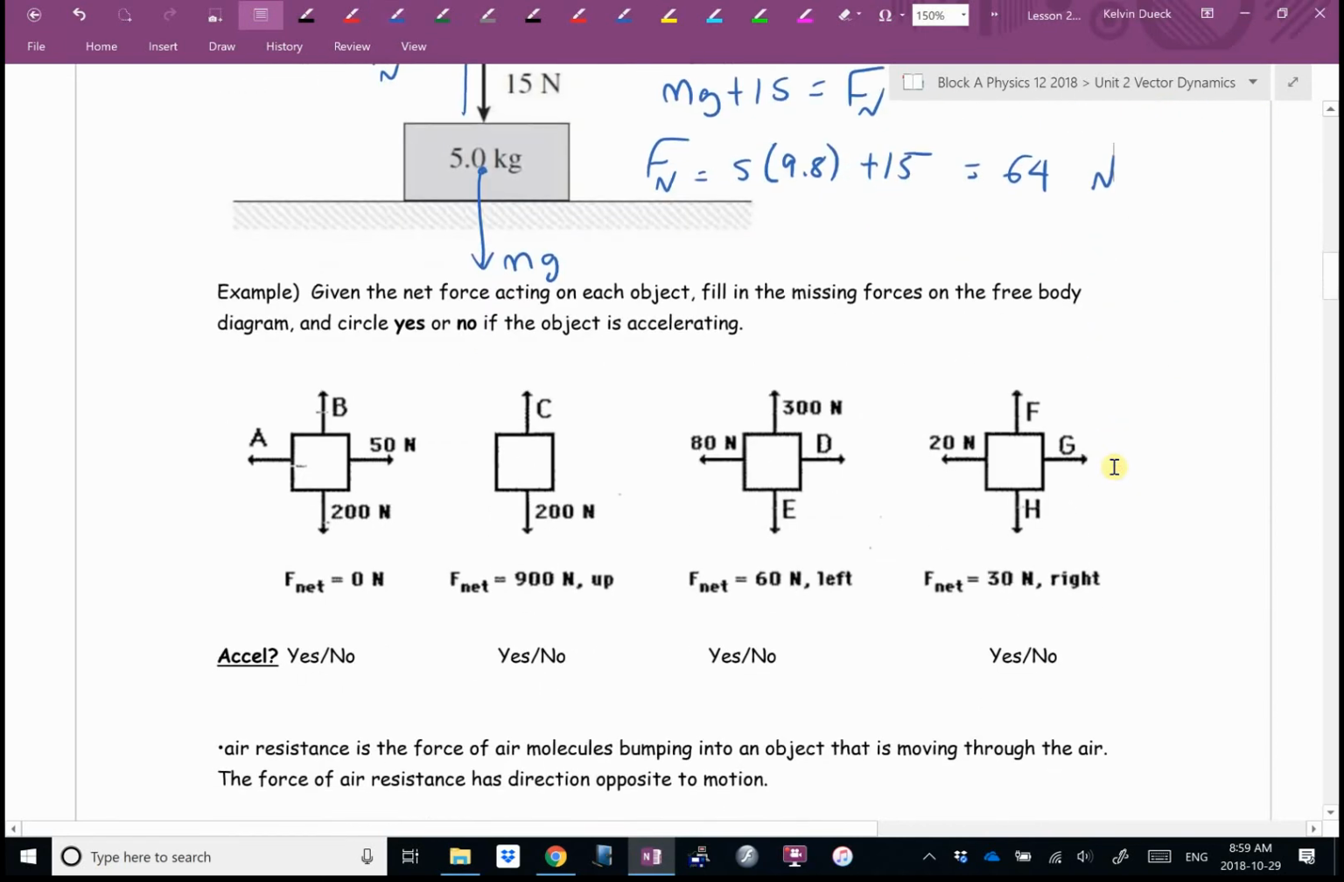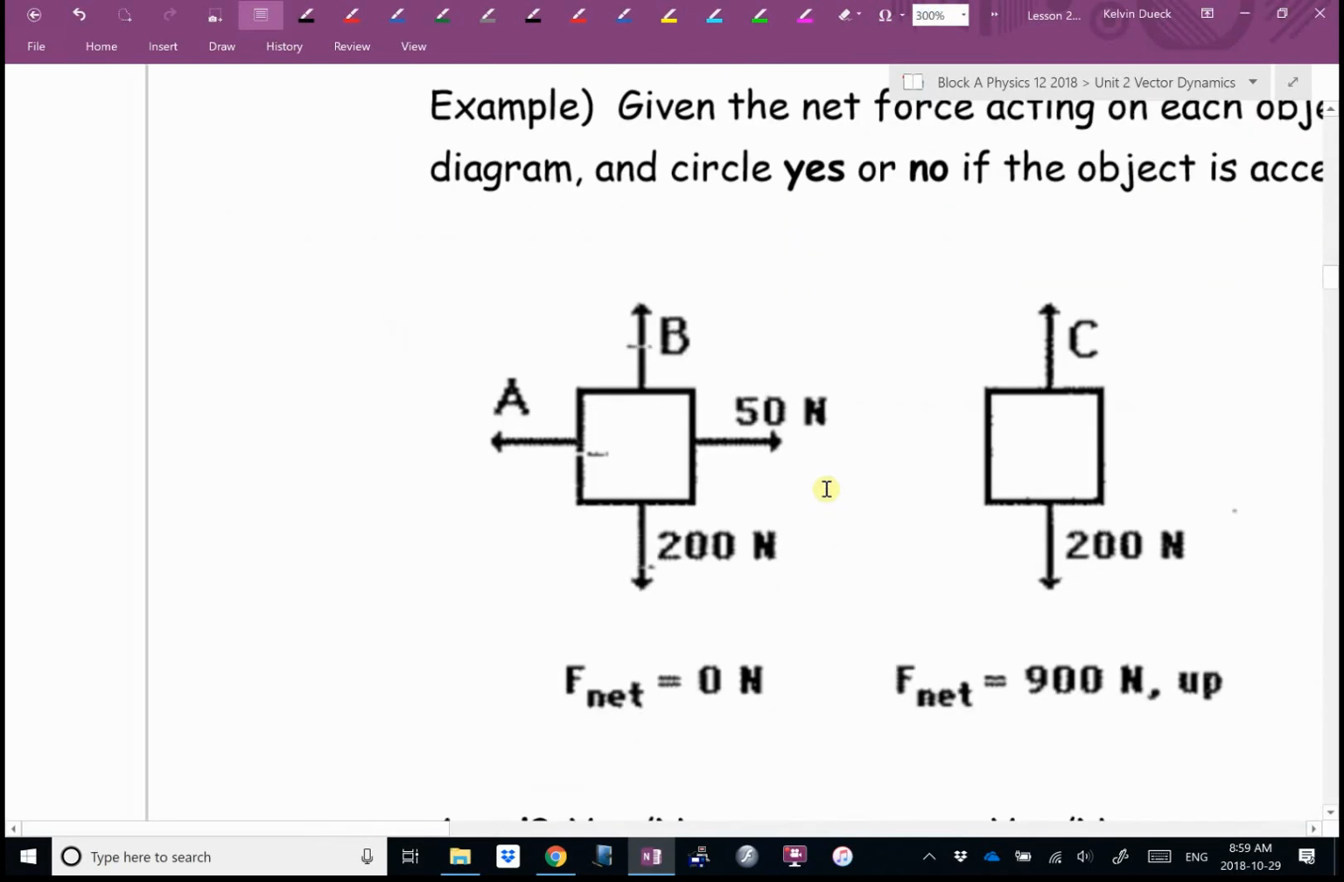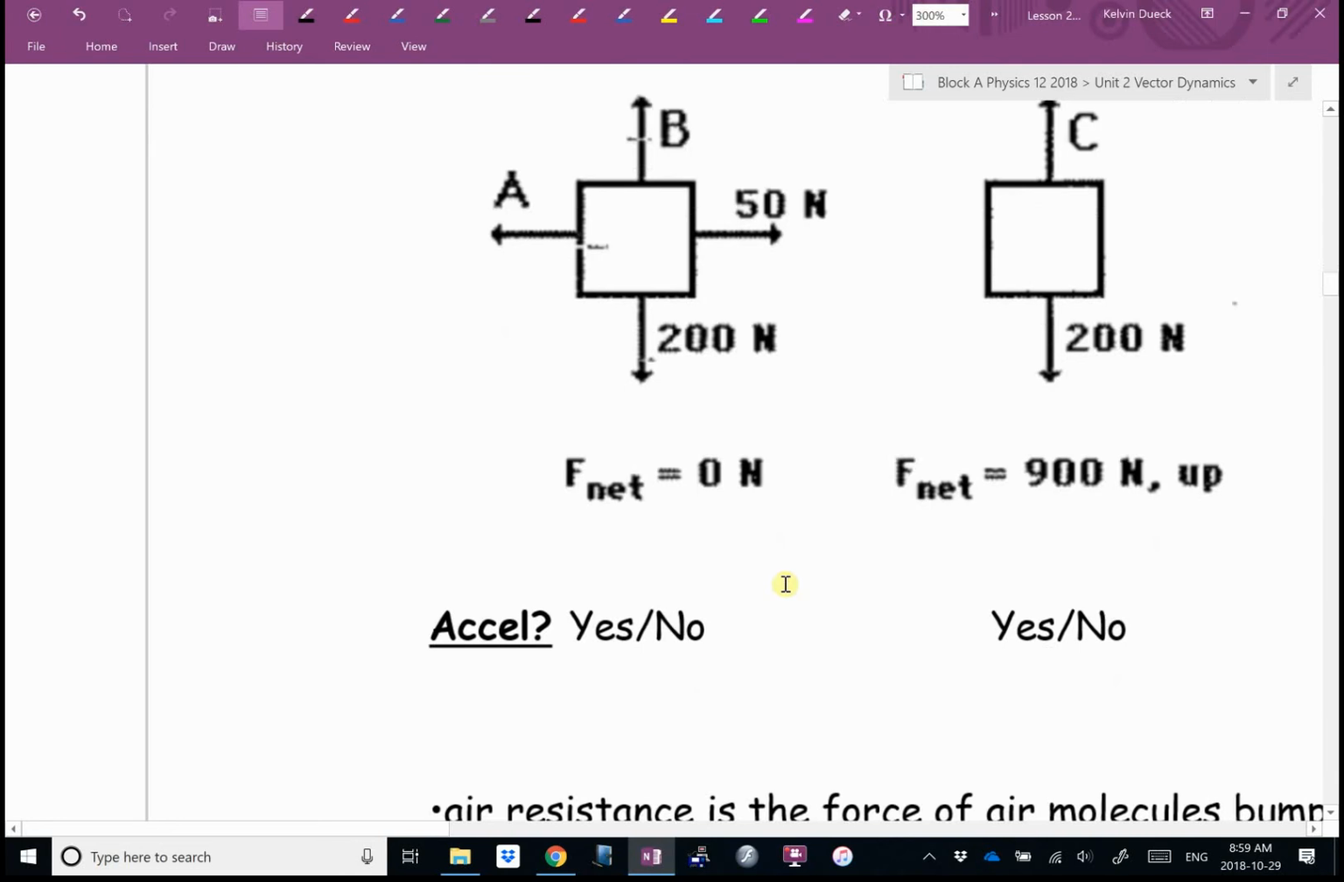Okay. This next question, I'm kind of reversing it. I'm telling you the net force. We need to figure out any missing forces, and then we need to decide if they're accelerating or not. So let me zoom in on the first one. If I tell you the net force is 0, how big is force A? Has to be 50. This is the power of Newton's first law.